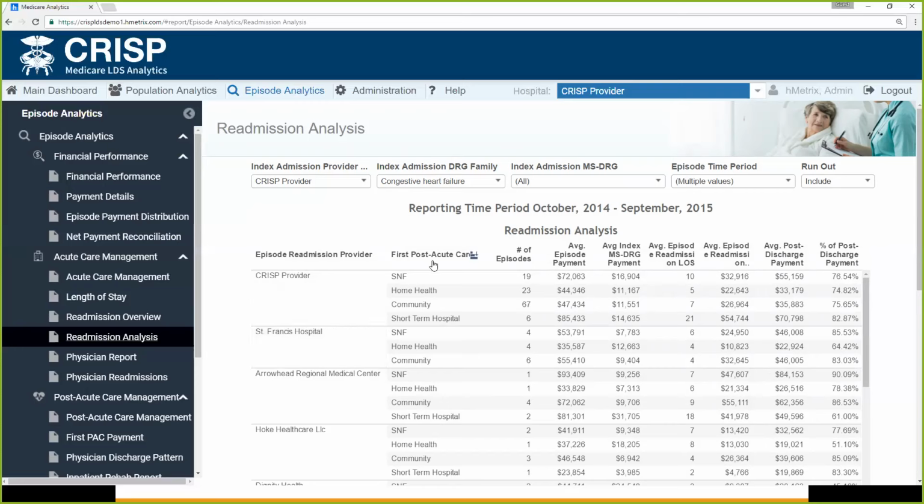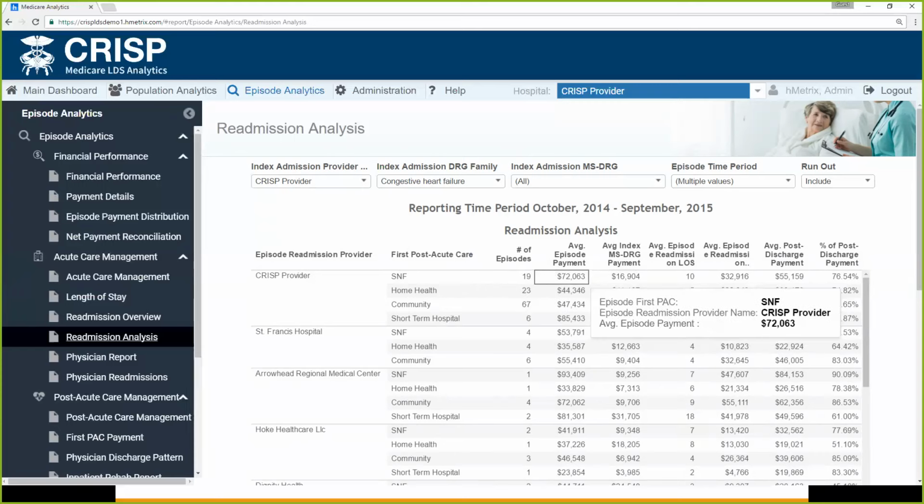The second column tells you the first post-acute care. This is something we use a lot throughout, especially in the post-acute care management section. The first post-acute care is where the patient was discharged after that initial hospitalization. So this top row here means that the patient went to the CRISP provider, was admitted there for a CHF episode. They were then discharged to a skilled nursing facility. And because they're in this readmission analysis, we happen to know that they were later readmitted back to the CRISP provider. We don't know yet for what reason, but that's why they're listed in this row right here. Turns out there were about 19 of those episodes.